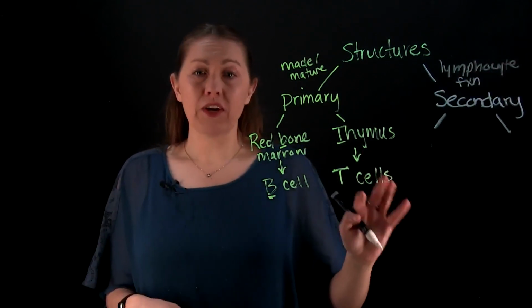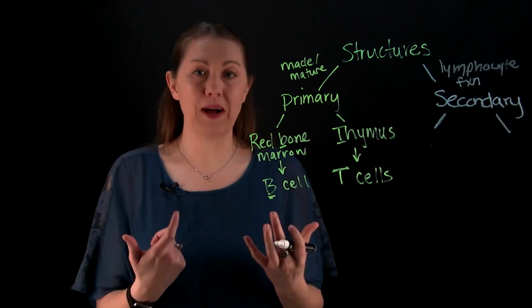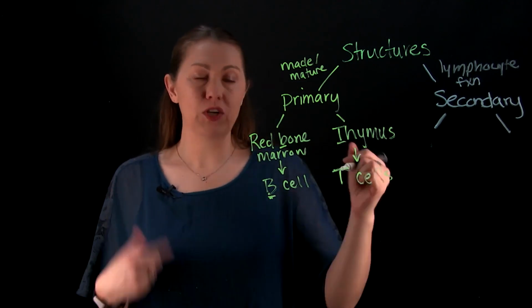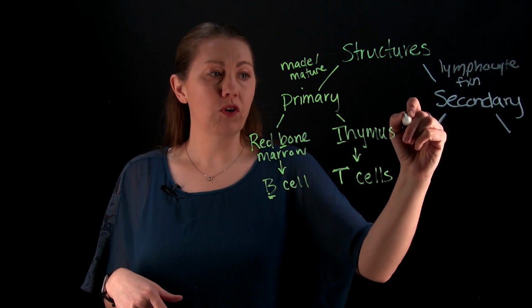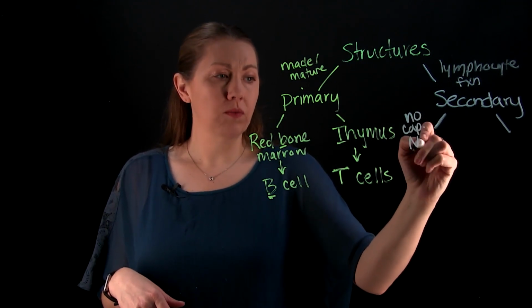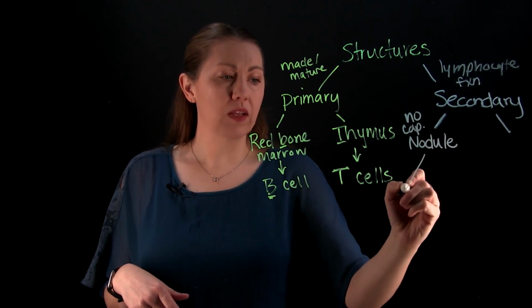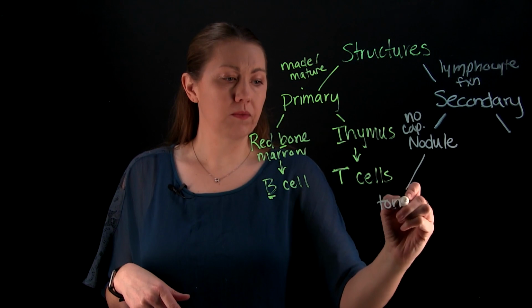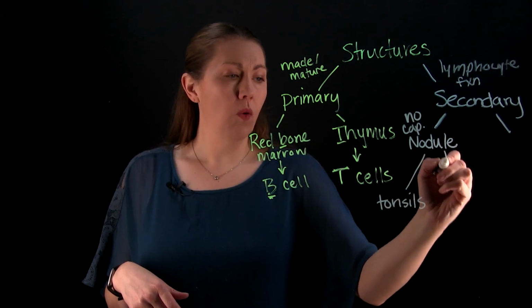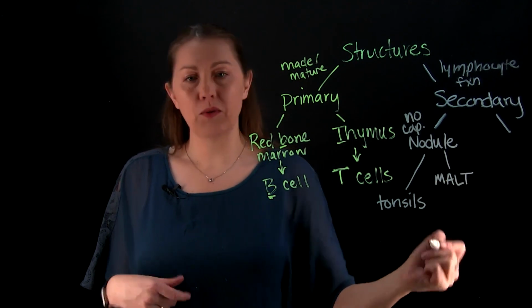So under your secondary, you can have them separated basically if they have a capsule or not. So if they're fancily wrapped up with some dense, irregular connective tissue to hold them together. So if you don't have the capsule, you would be a nodule. And nodules are things like your tonsils or your mucosal associated lymphatic tissue, or MALT.